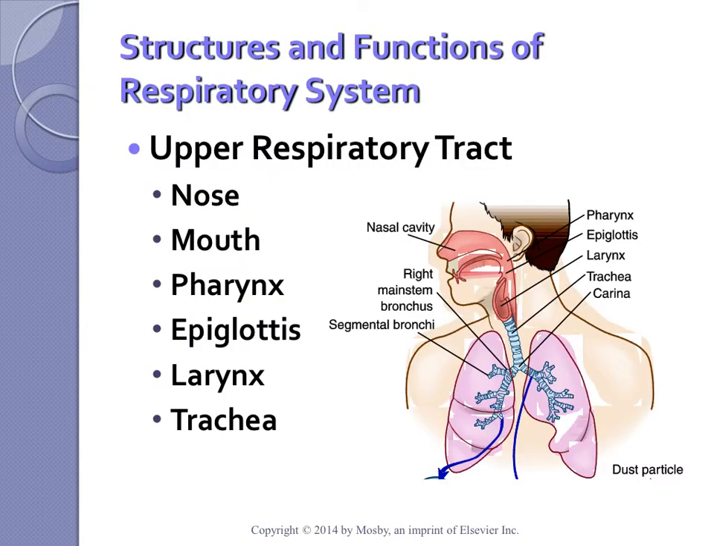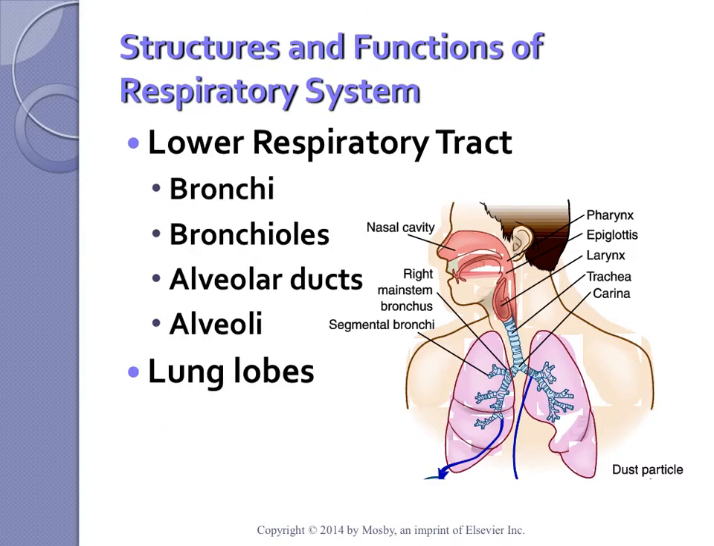So for your upper respiratory tract, you do have the nose, the mouth, the pharynx, the epiglottis, larynx, and the trachea. When we talk about the lower respiratory tract, we're talking about the bronchi, bronchioles, alveolar ducts, alveoli, and the actual lung lobes. There's a couple of terms that we need to go over: bronchoconstriction and bronchodilation. This refers to the decrease or increase in the actual diameter of the airways that is caused by contraction or relaxation of the muscles.